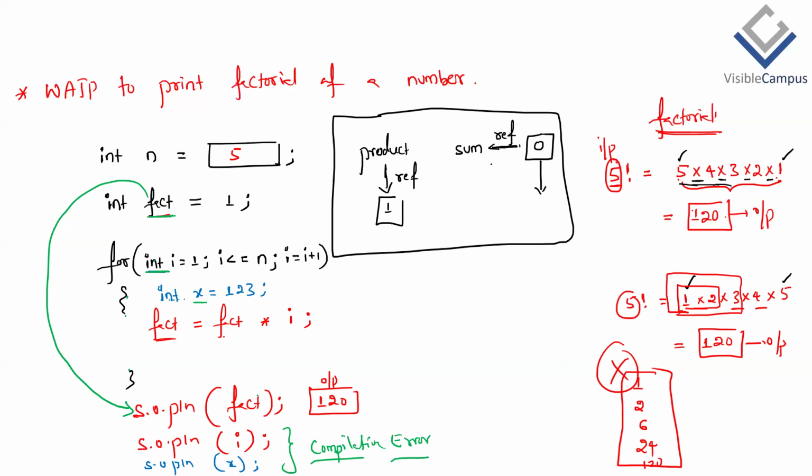Got it now? Yes, sir. If you print inside the loop, we'll get 5, no, sir? Yeah, inside the loop we can do whatever, we'll get the output of it. But outside it's not possible to access. Okay, good.